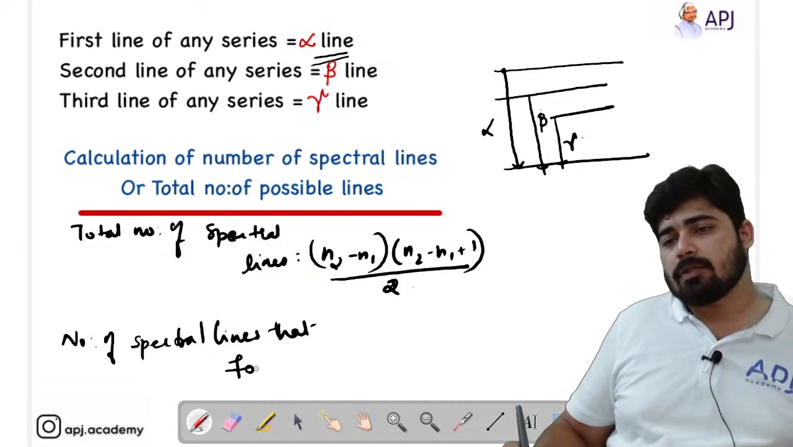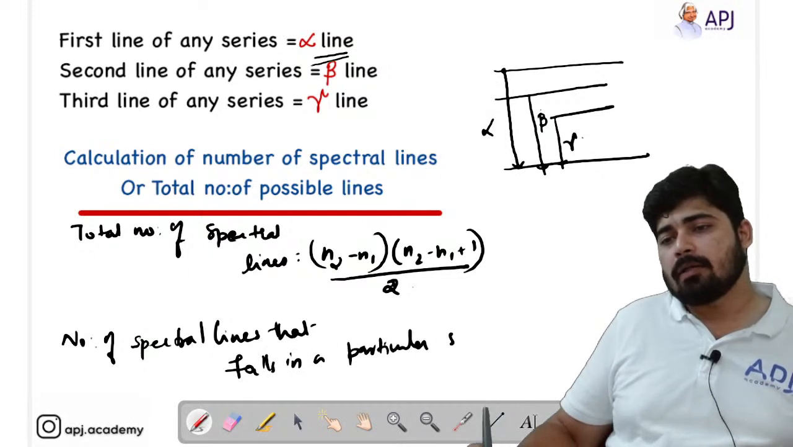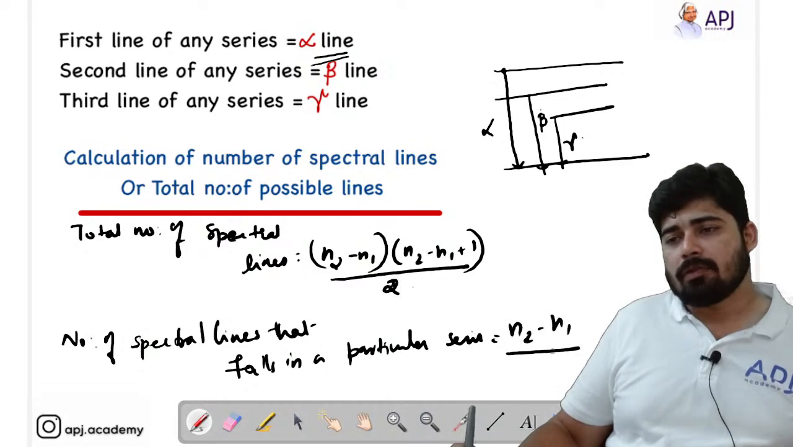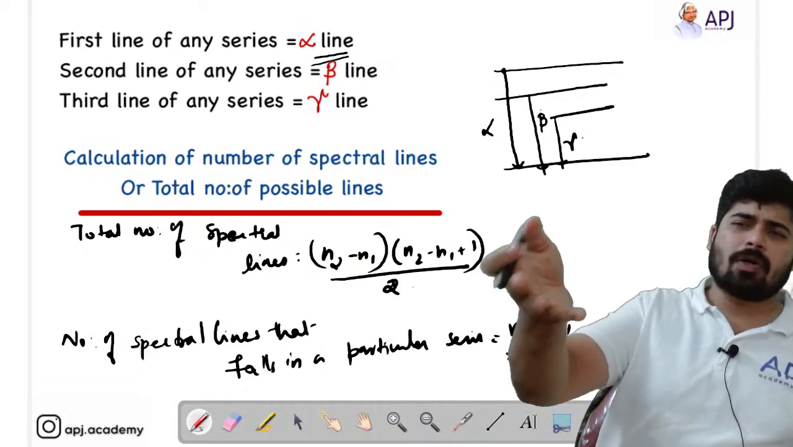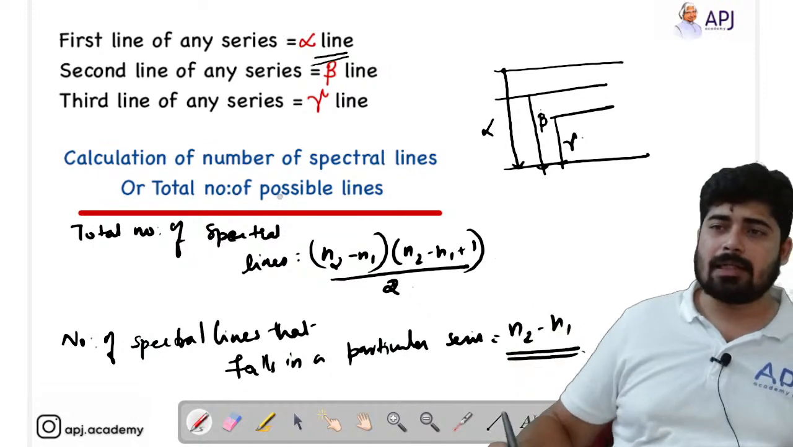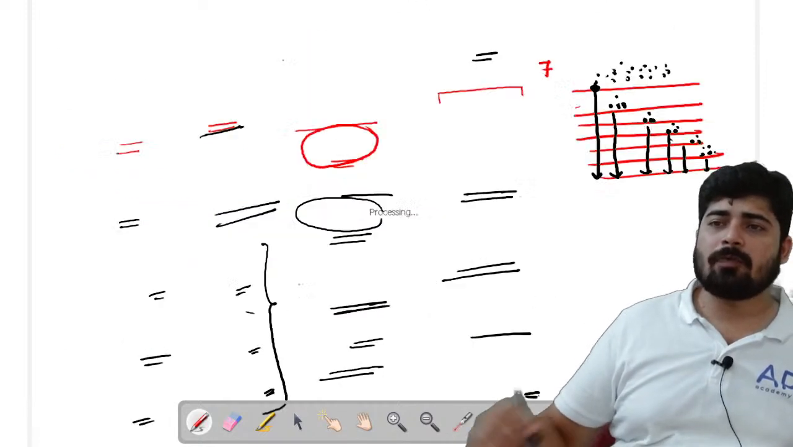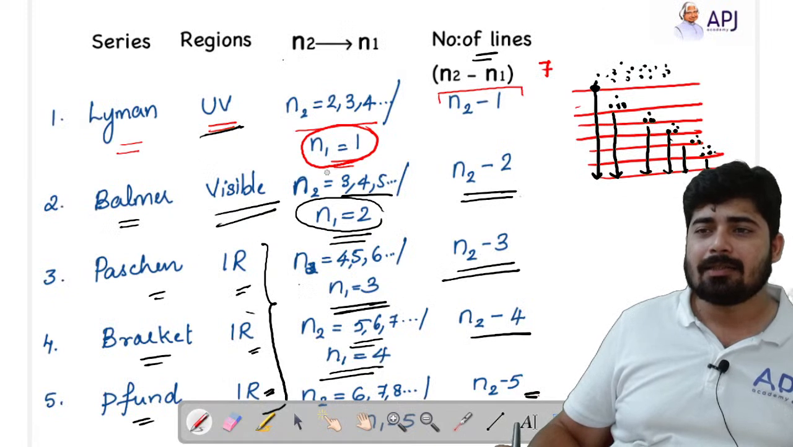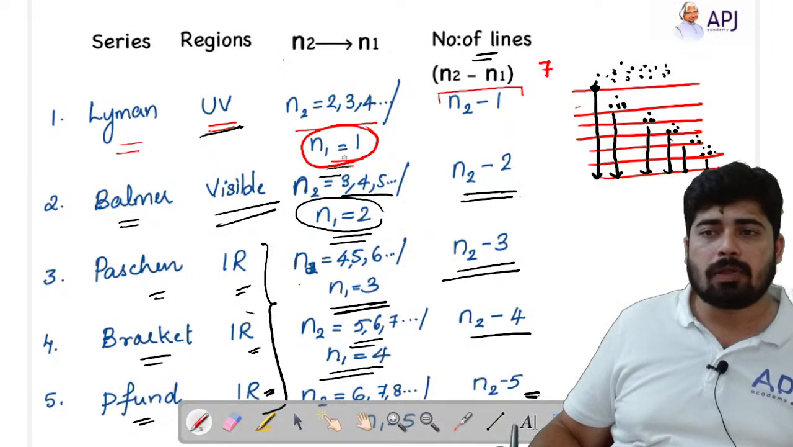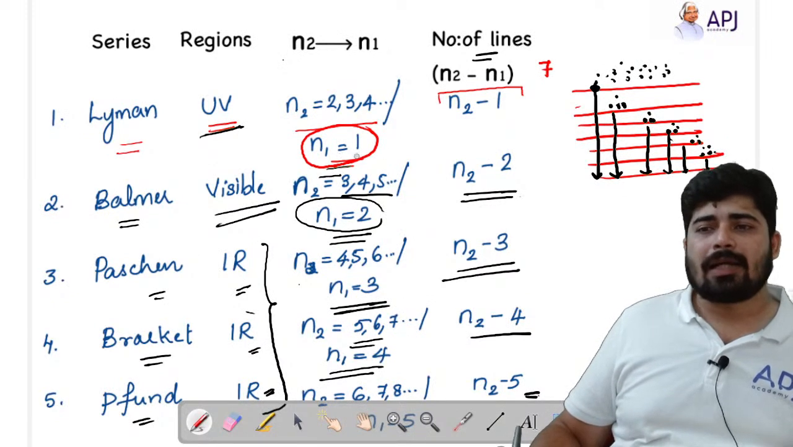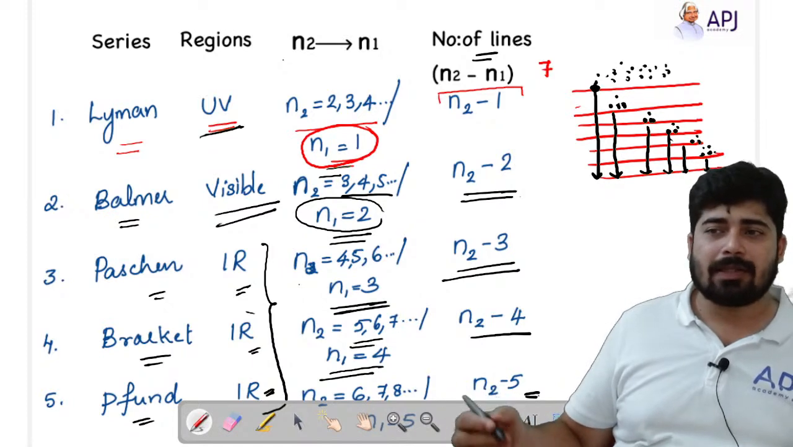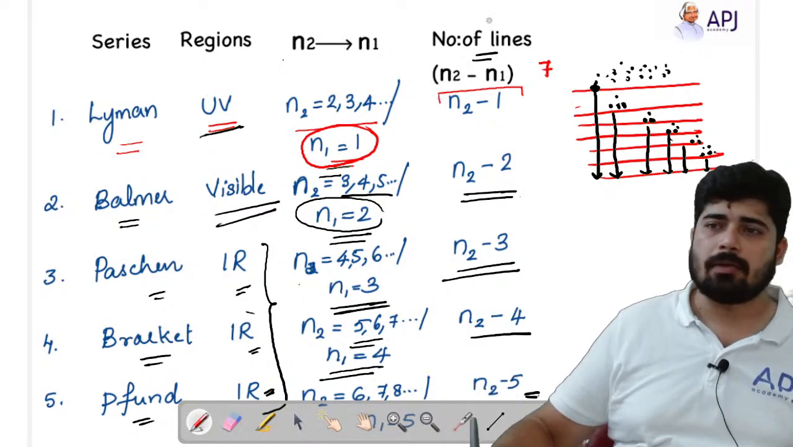The number of spectral lines that fall in a particular series is equal to n2 minus n1. That is what we have just explained in the previous slide. If you want to find the number of lines in each series, you should know the value of n1. Then you can easily find how many lines are present in each series.